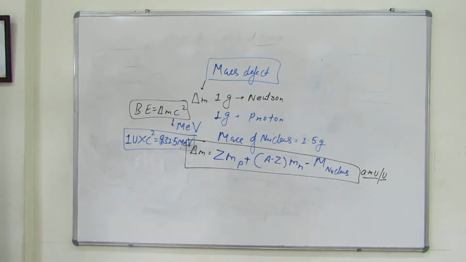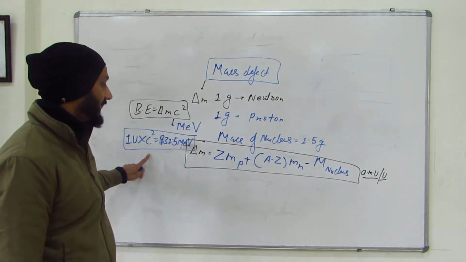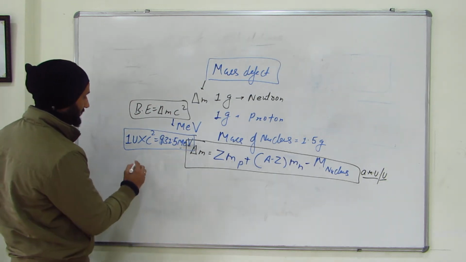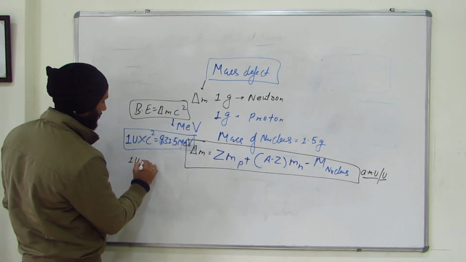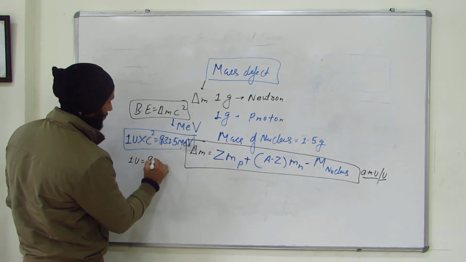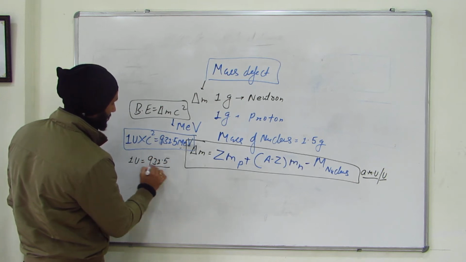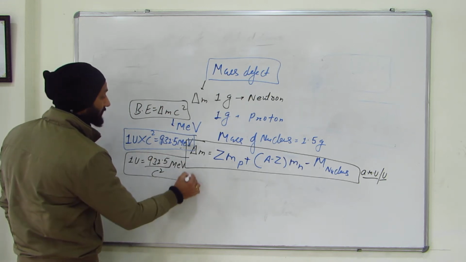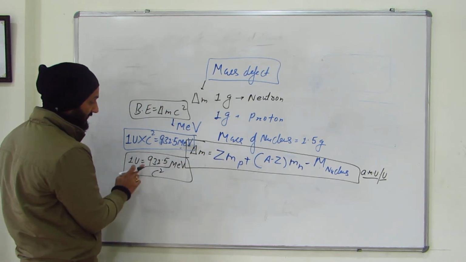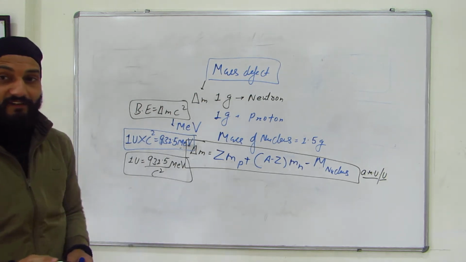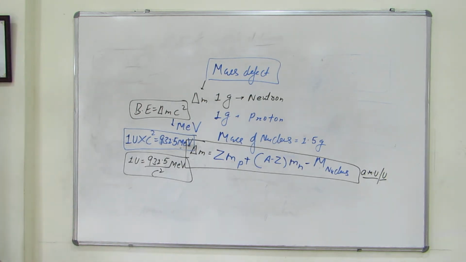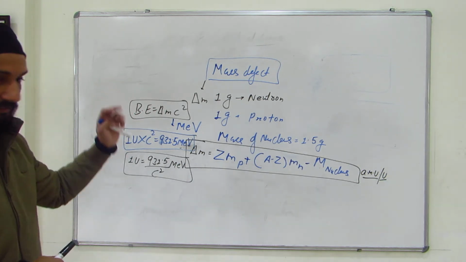1 U square into 1 U into C square will become MeV, right? Or if you want, you can write 1 U is equal to 931.5 upon C square MeV. So whatever number of U will come here, I will just multiply that number by 931.5 upon C square and it will become MeV. So that is the whole discussion.